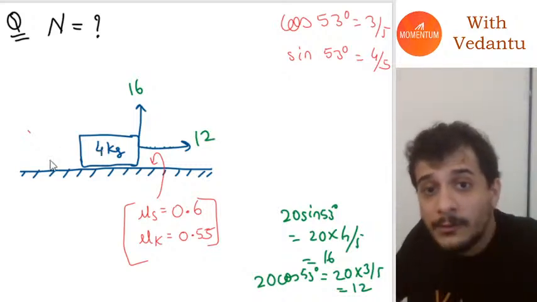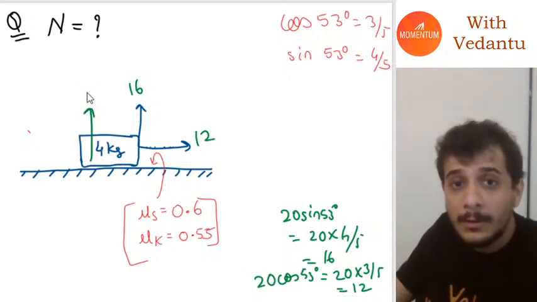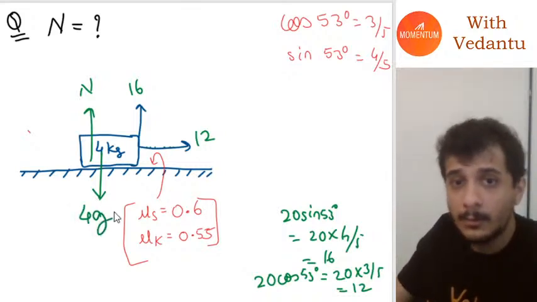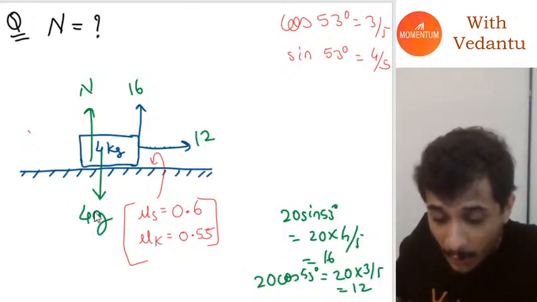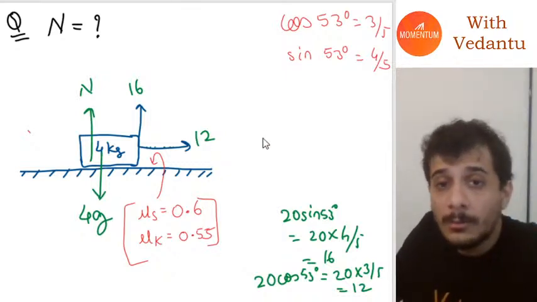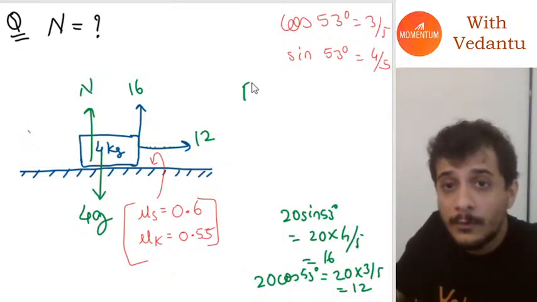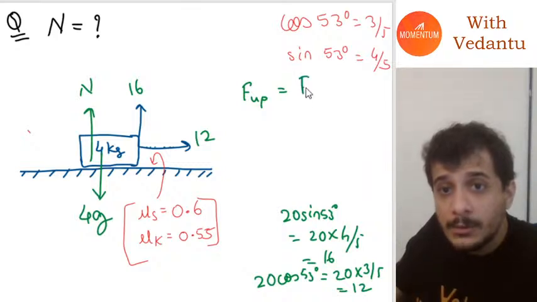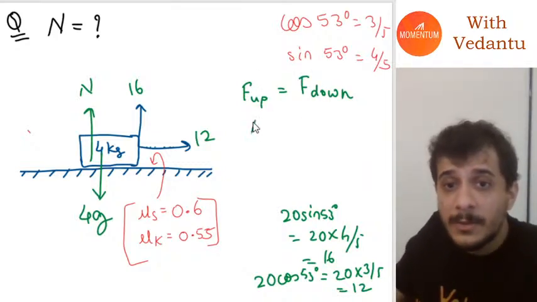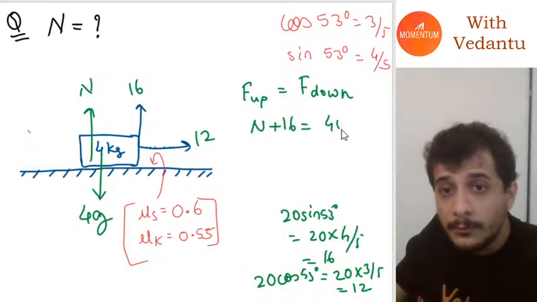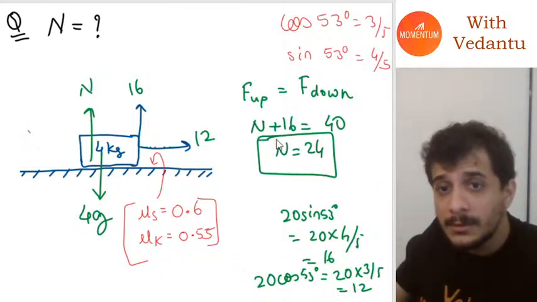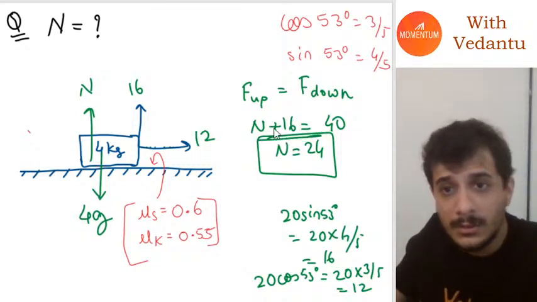Now, if I ask you the normal reaction, you have to remember the normal reaction will be in the upwards direction, and the weight 4g will be in the downwards direction. To calculate the normal reaction, total force up is equal to total force down, which gives n plus 16 is equal to 40, so n is equal to 24. I hope everybody understood this part.